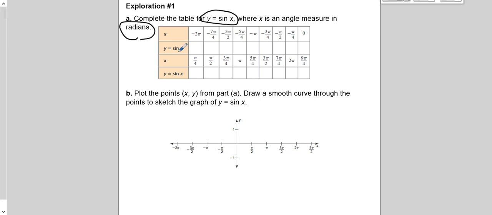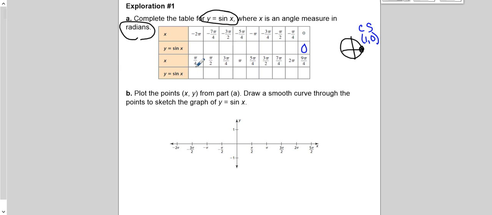Okay, these negative numbers, I don't want to start with those. I'm going to start with 0. Y equals sine of x. When x is 0, what is the sine of 0? On your unit circle, 0 is over here, and the coordinates of that point is 1, 0. Remember, that is your cosine and your sine. So the sine of 0 is 0. Got our first number filled in.